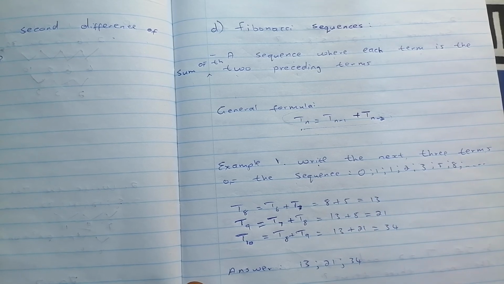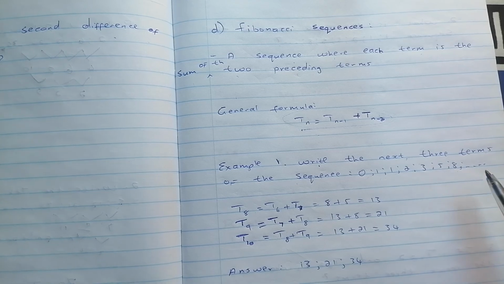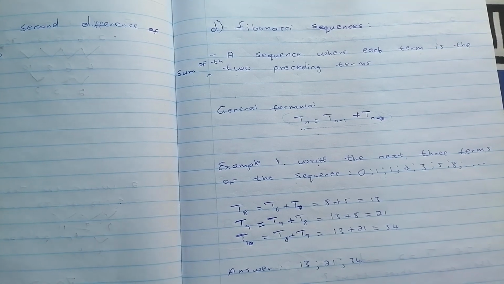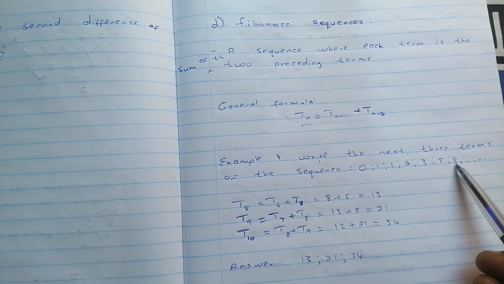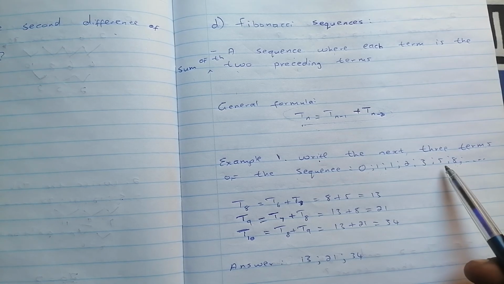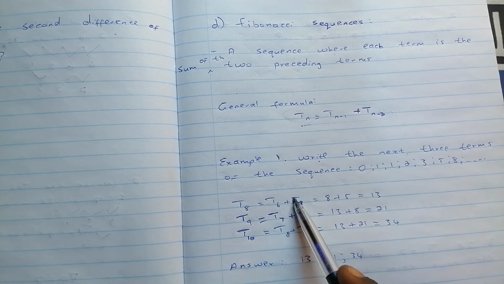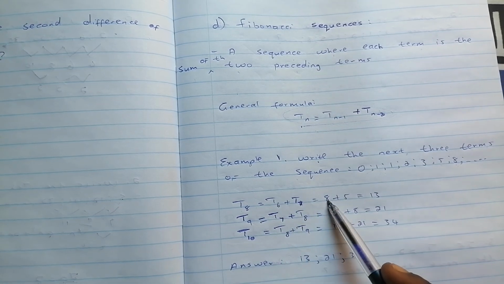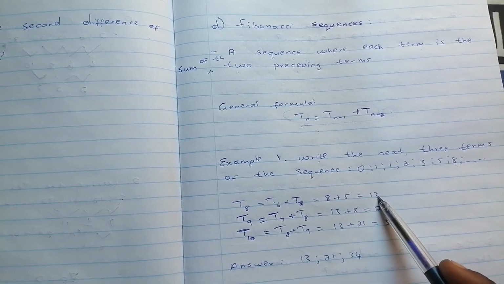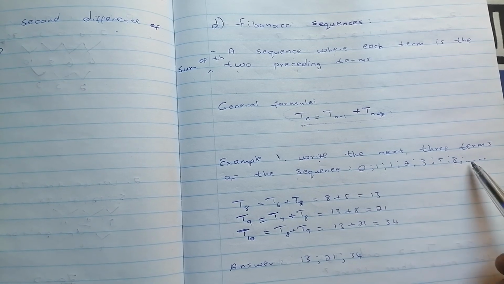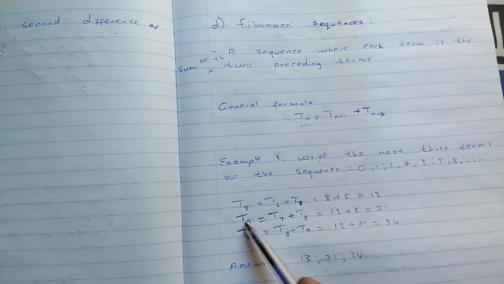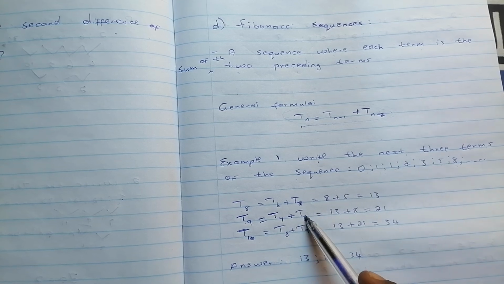Okay, so 2, 4, 6, 7. So to find the 8th term, you're gonna add the 7th term plus the 6th term, which is T8 equals T6 plus T7. It's 8 plus 5, 13. Okay, that's your 8th term. Your 9th term is your 7th term plus your 8th term.